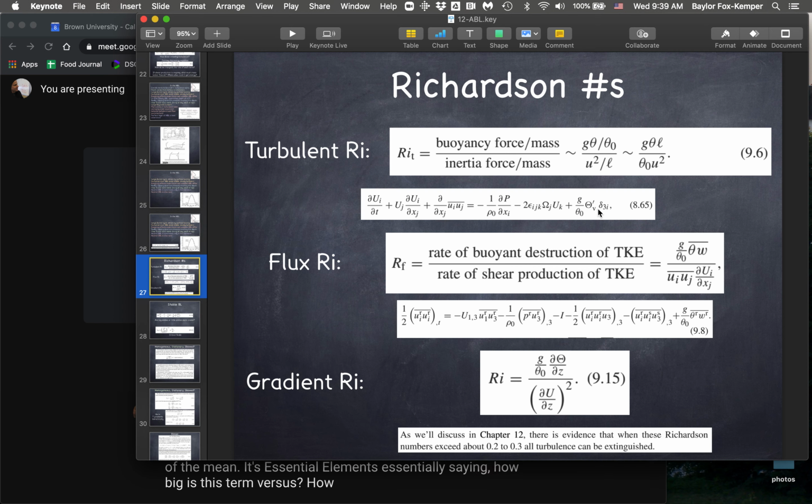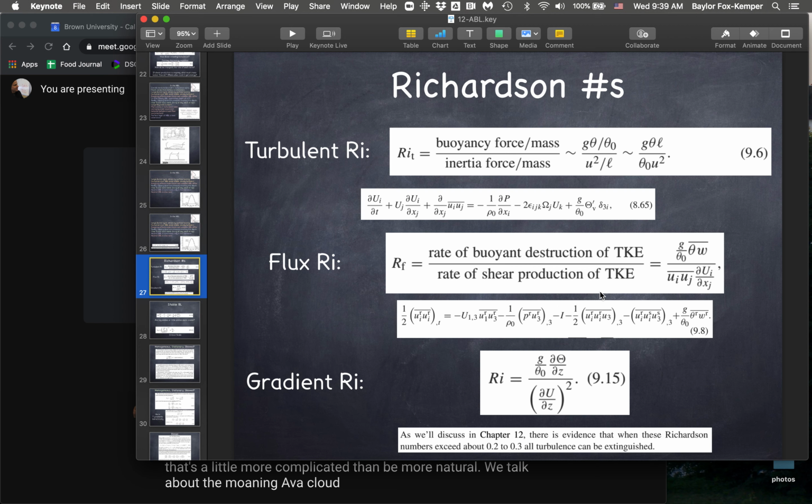They could be of the same sign, that is, in an unstable boundary layer, this and this add together. In a stable boundary layer, they would be in competition. So you might want to think about the turbulent Richardson number as having positive and negative signs. For the moment, let's leave that aside because that's something that's a little more complicated. It'll be more natural when we talk about the Monin-Obukhov depth.